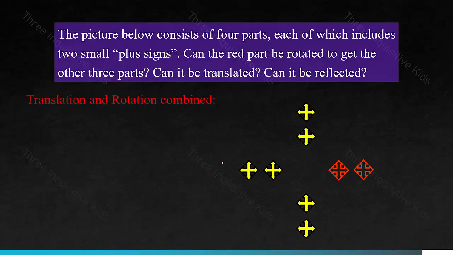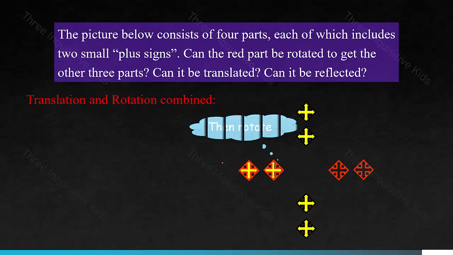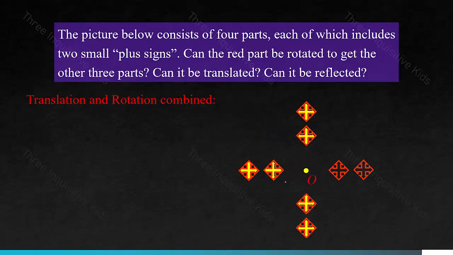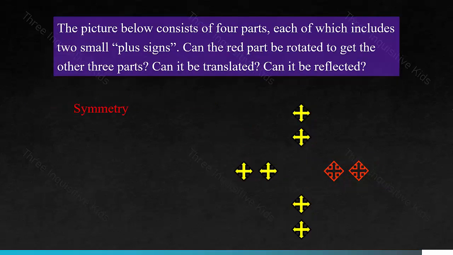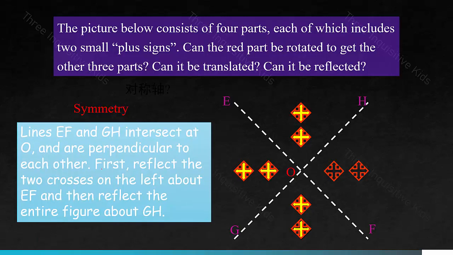Or you can use translation and rotation. First you translate, then you rotate. So after you translate, you're left with this figure, and then you have to rotate this entire figure by 90 degrees clockwise. We can also use symmetry and reflection. So we first reflect the 2 crosses on the left about EF to get this figure, and then we reflect it about GH to get the other side.